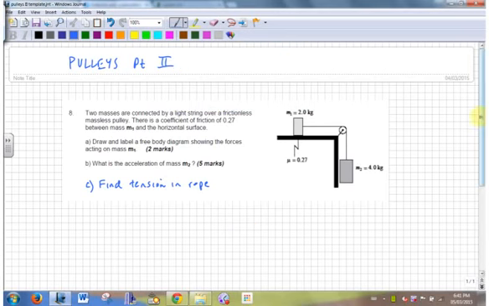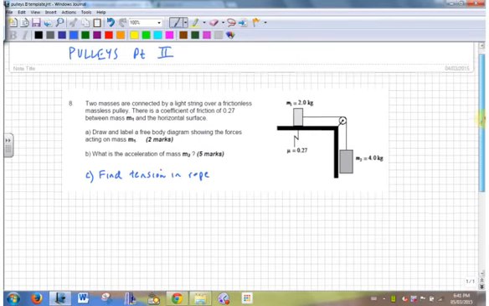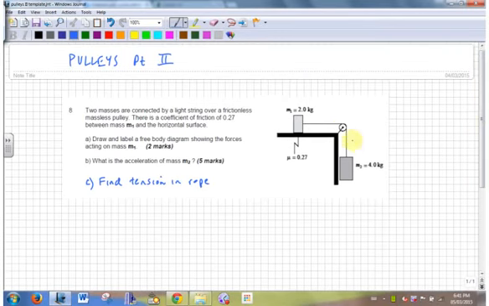Okay, let's do this guy. Pulleys part 2. We have a pulley. This one is frictionless, massless, and this block has a coefficient of friction, mu1. We're given the masses of both.